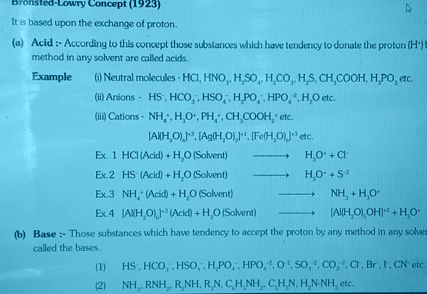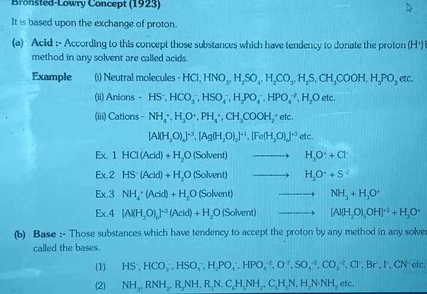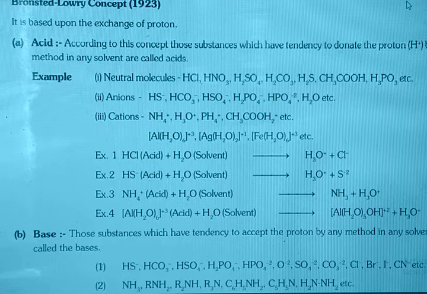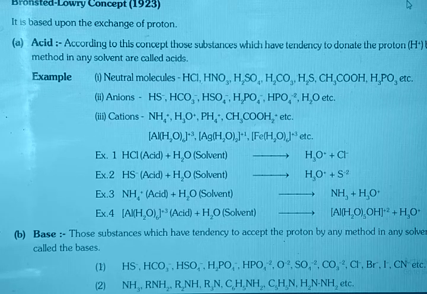Now if I talk about hexa aqua aluminum 3 plus ion, when you mix this into the solvent, then again it will convert into H3O plus, meaning it is losing H plus ion. As it loses H plus ion, it becomes hydronium ion, so that is acid. So you must understand, according to the Bronsted-Lowry concept, any substance which has a tendency to donate proton is called acid. And the base, the substances which have a tendency to accept the proton by any method in a solvent, are called bases.